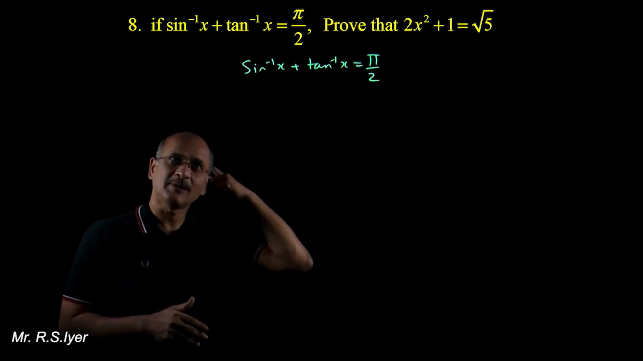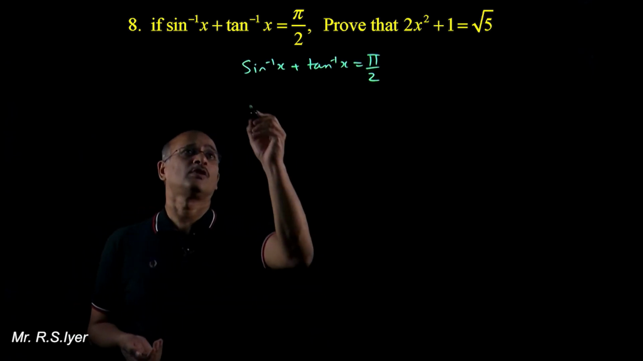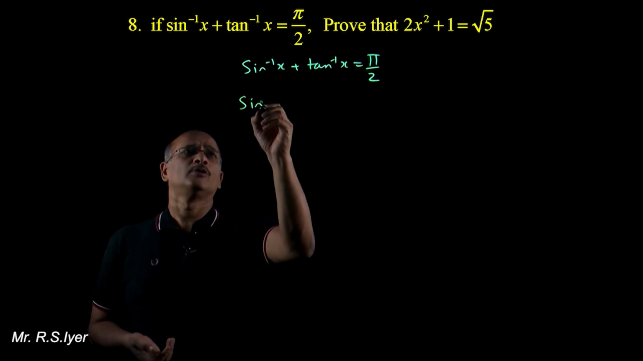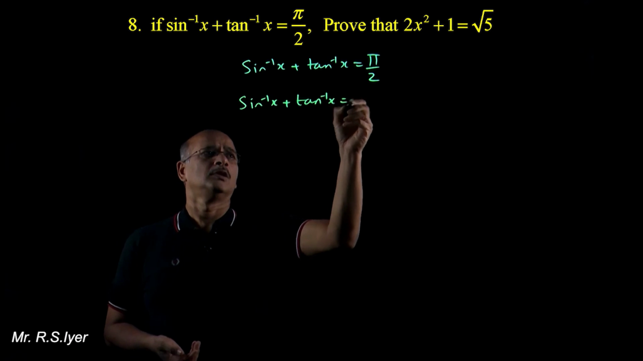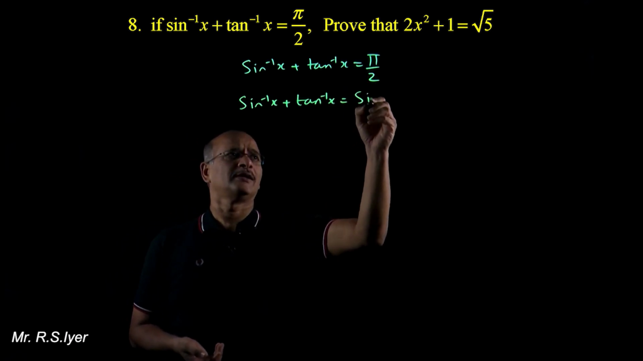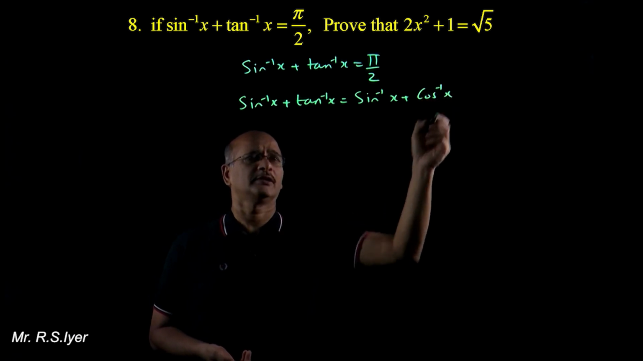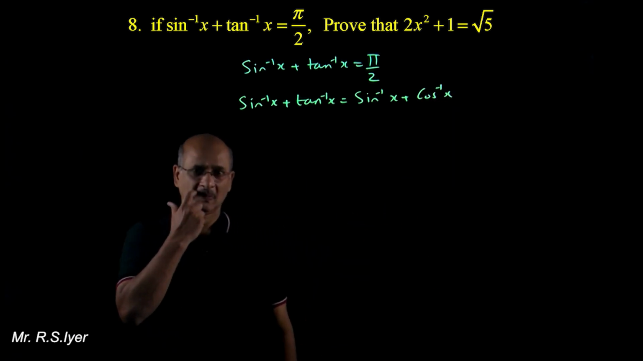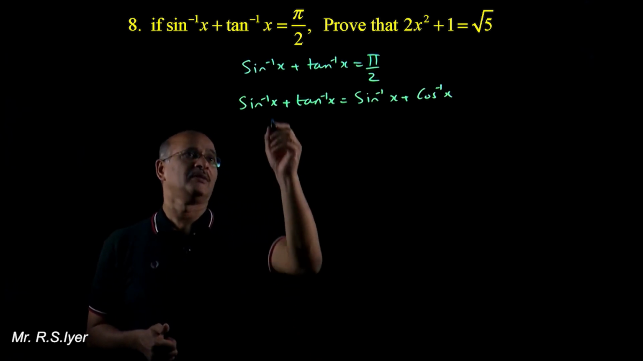So let us see that part, what happens, and after that we will see how to go further. So what I am going to do is, I am going to keep this side as it is. Pi by 2 I can write as sine inverse x plus cos inverse x. So what happens now? This will get eliminated.